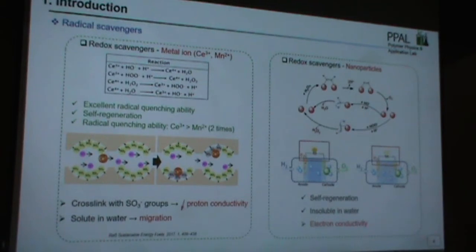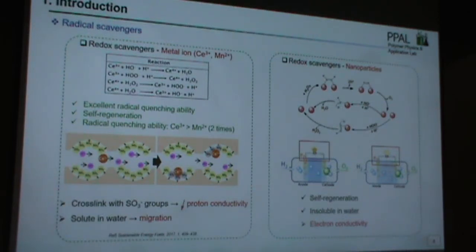Now I would like to talk about two radical scavengers. The first is the metal ion, and the second is the nanoparticle. As we know, the metal ion is an excellent radical scavenger. However, the cerium ion can dissolve in water, so it will leak out of the membrane during operation. Also, the cerium ion can form cross-linking bonds with the sulfonic acid group, which is then no longer active for the proton, so this decreases the proton conductivity of the membrane.